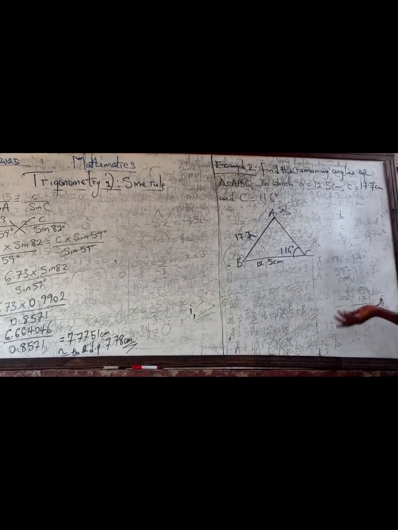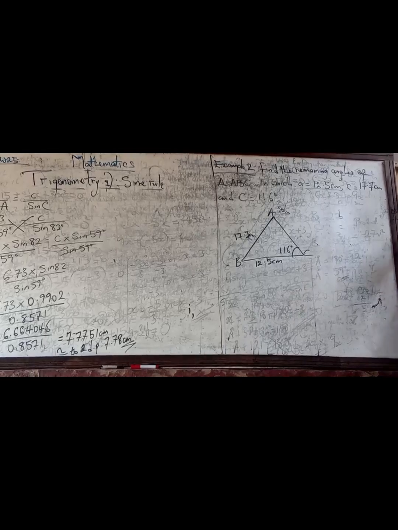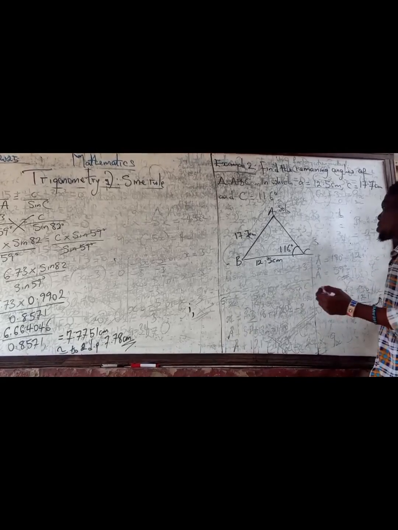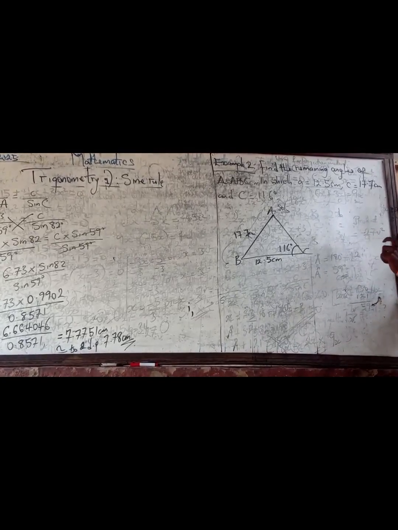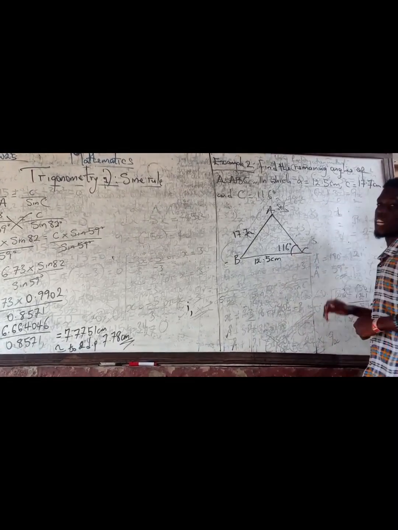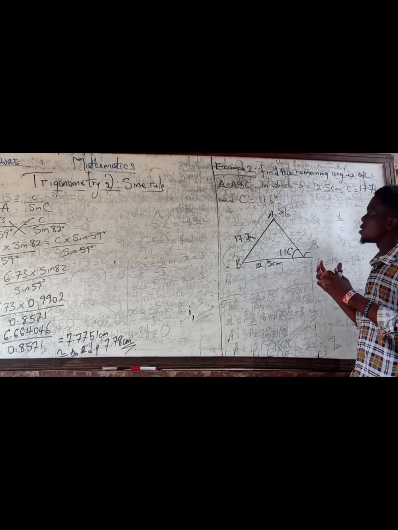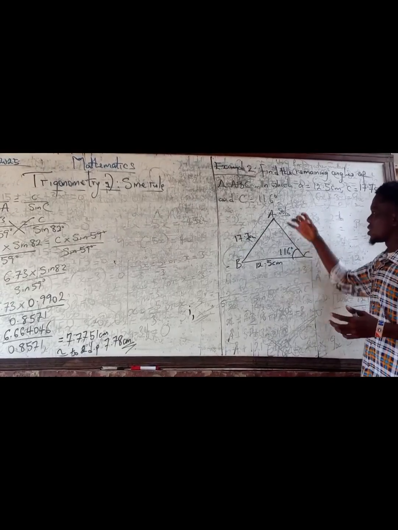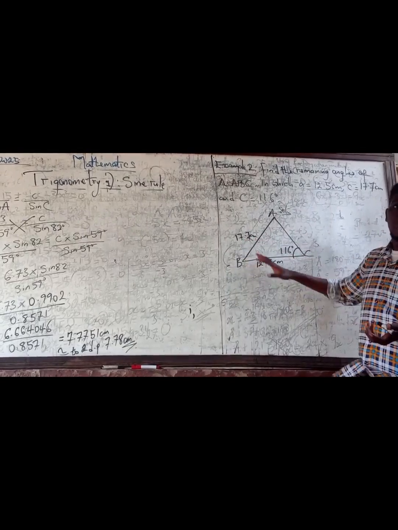So the question says, find the remaining angles. What does that mean? It simply means we'll be given one angle in this triangle. The only angle we're given is 116 degrees. So the remaining angles left to find are just angle A and angle B.